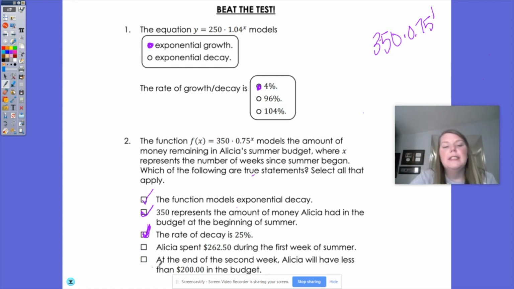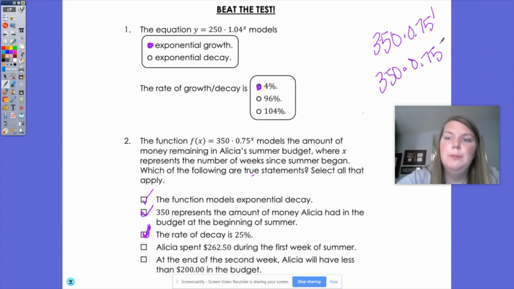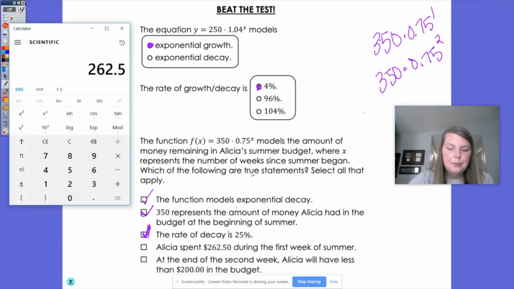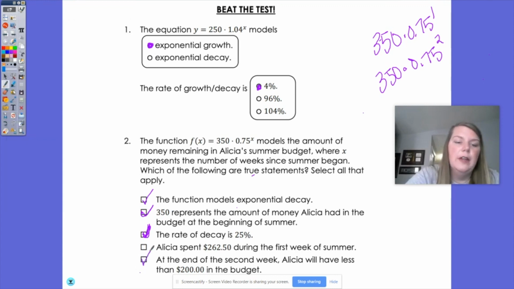And then the last one is asking at the second week. So instead of our x value being 1, we want that x value to be 2. So we want to raise 0.75 to the second power. So let's clear this out, 0.75. And then on the calculator on my computer, I have to the second power, so it squares it. And then we want to multiply that answer times that 350. And that is 196.88 if we were to round. Remember, we're talking about money. So at the end of the second week, Alicia will have less than $200 in the budget. And that is true because she's going to have a little bit, almost $197. So that last one is going to be true.